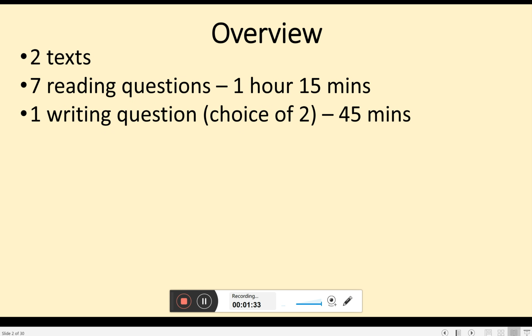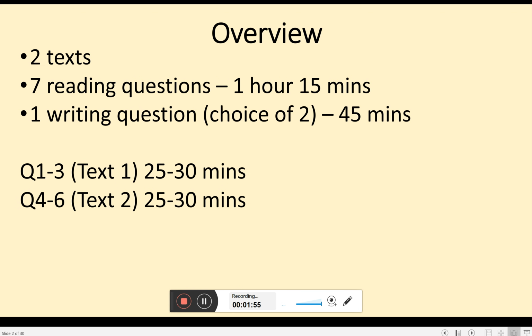Now, because 25% of your marks for the whole GCSE are on the writing, you really must make sure that you leave time for it. So I would suggest that this is the way you should organise your time. I reckon you should do questions 1 to 3, which are based on text 1, for the first 25 to 30 minutes. So that's reading the text and answering those first 3 questions.